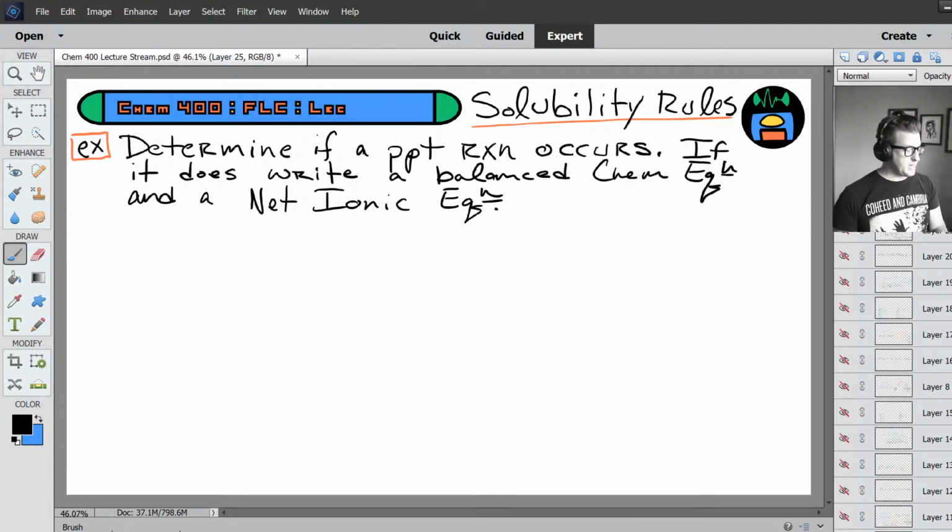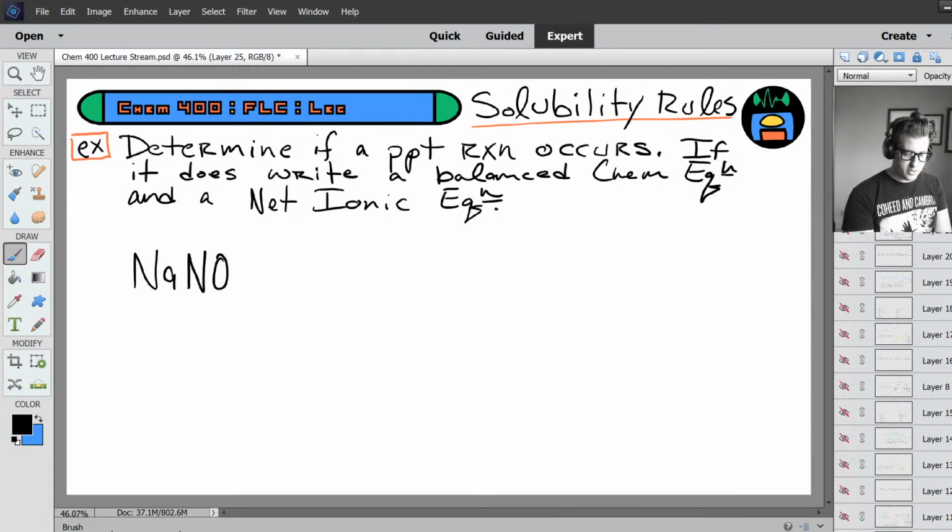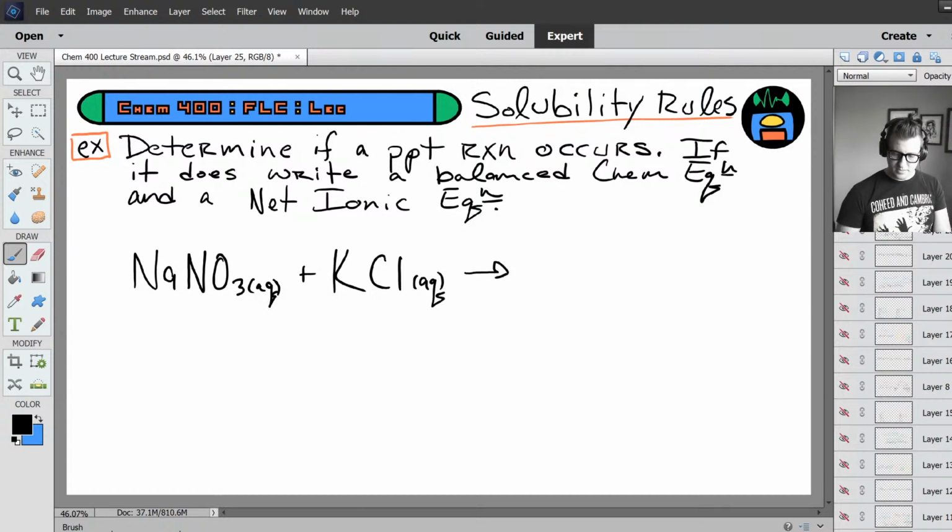I have one last example in my stable of predicting if a precipitation reaction occurs using solubility rules and writing the net ionic equation. So let's do it. All right, so aqueous sodium nitrate mixing with potassium chloride, also aqueous. Let's see if a precipitation reaction occurs.